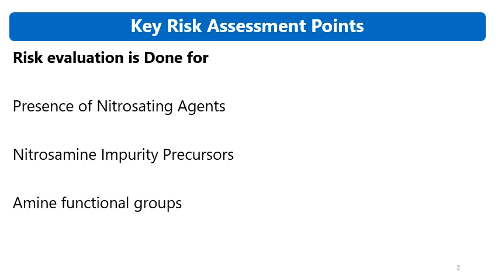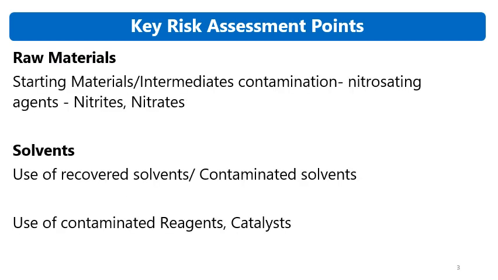As the drug substances are prepared by a number of manufacturing steps, and raw materials are also required for making the drug substances, the risk evaluation is very critical for drug substances. Of all the key points I have listed here, three are the presence of nitrosating agents, the presence of nitrosamine impurity precursors, and the amine functional groups. So if any presence is there, then there is a high risk of nitrosamine formation. And risk evaluation is done throughout API research, API commercial production, and API stability.